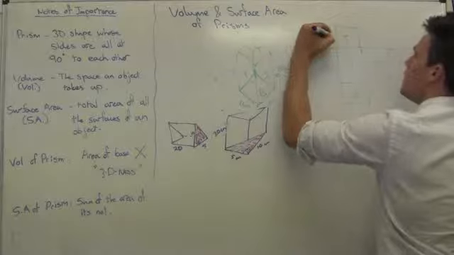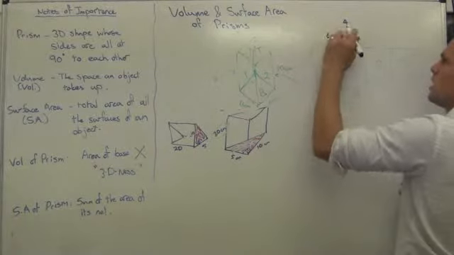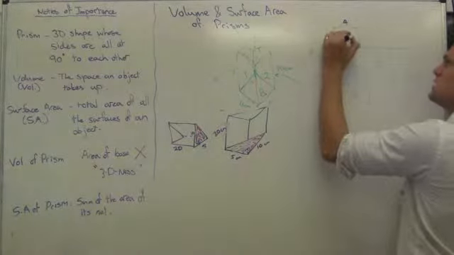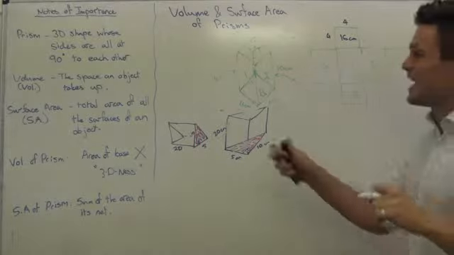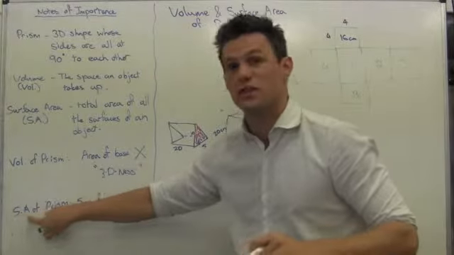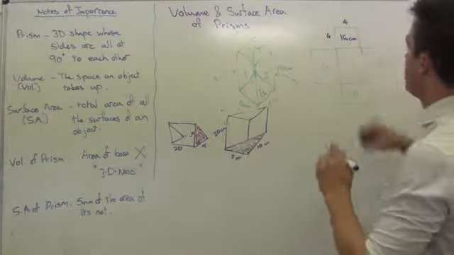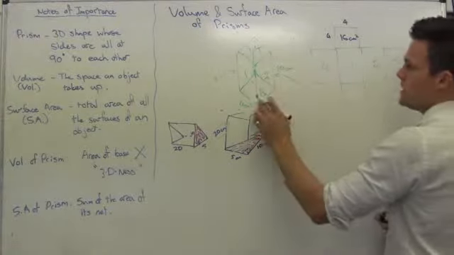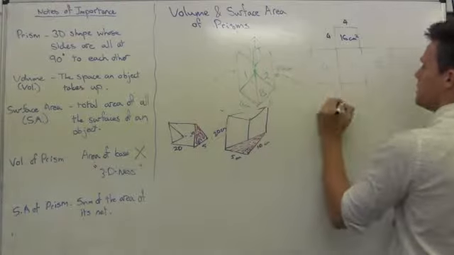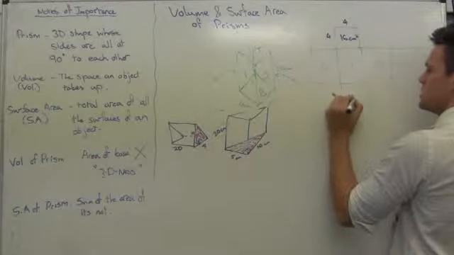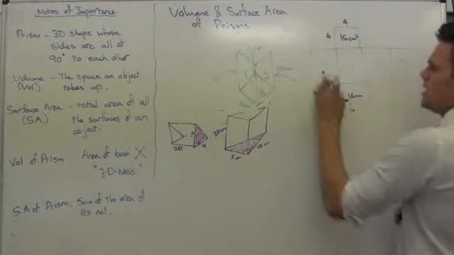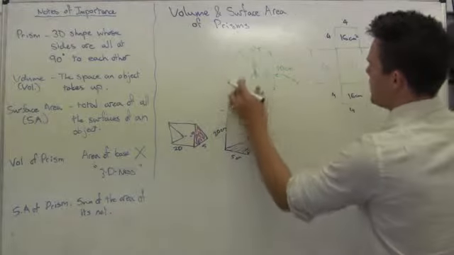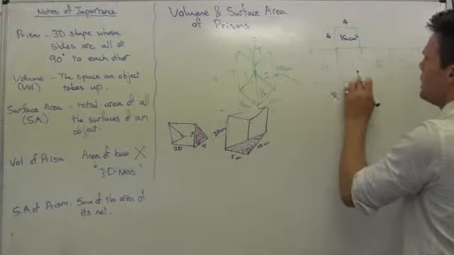This is going to be 4 by 4, which means that the top is going to be 16 centimeters. And because I'm dealing with surface area, it's going to be centimeters squared. Please make sure that you do that. The base is also 4 by 4, so that's 4 centimeters by 4 centimeters, which is 16 centimeters squared.